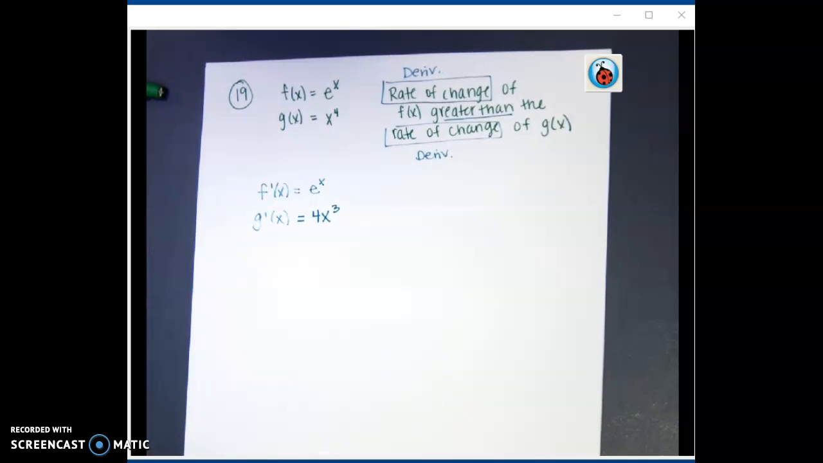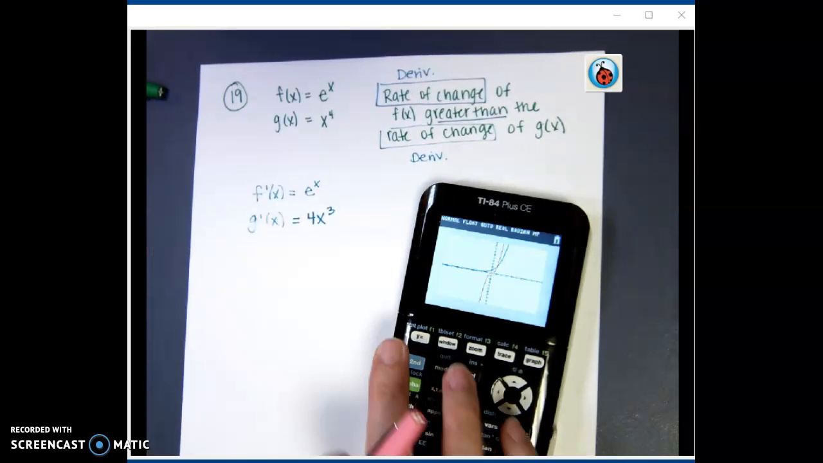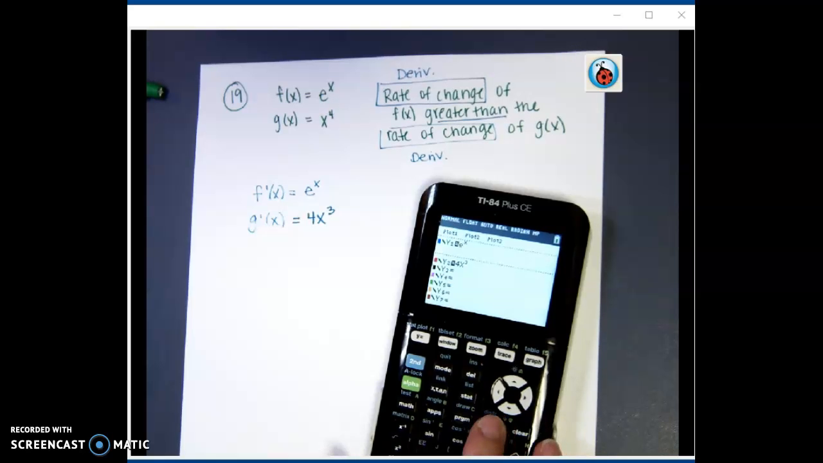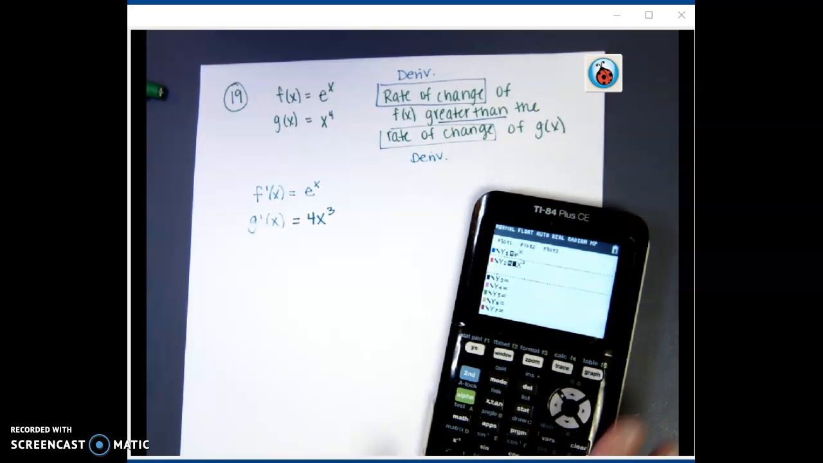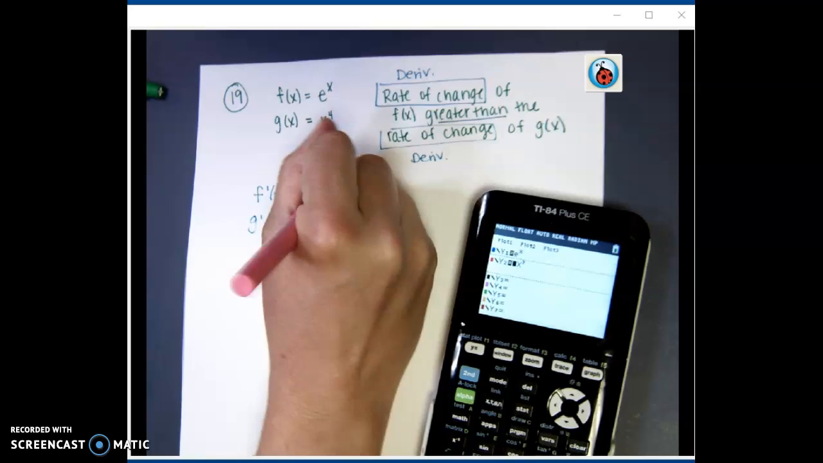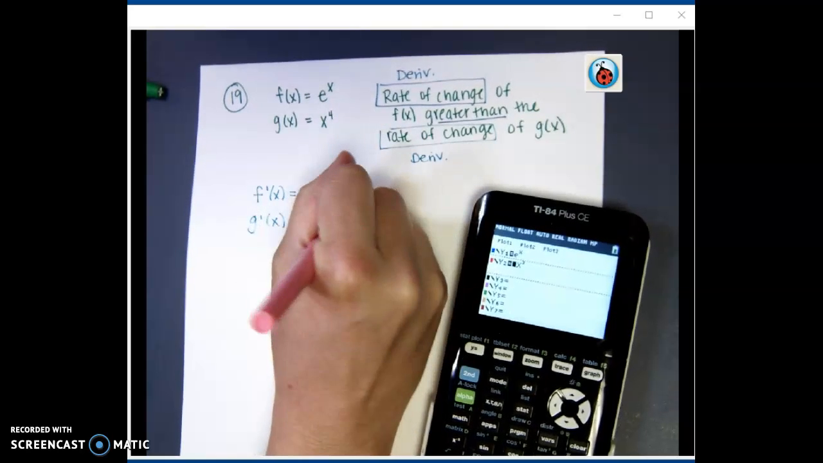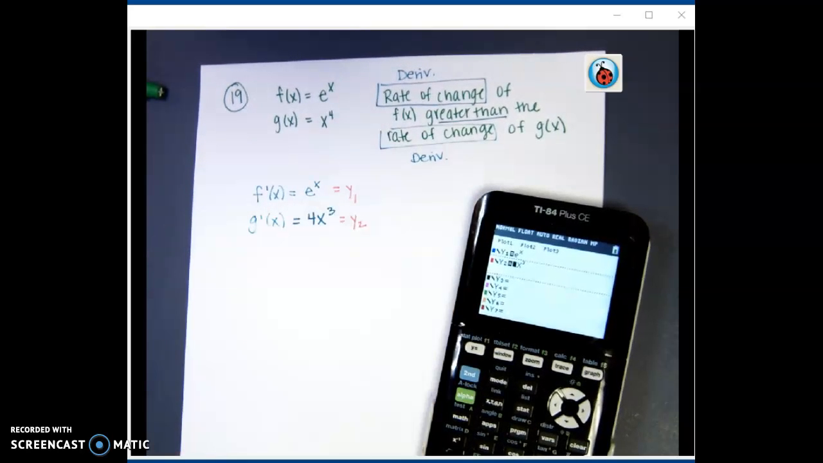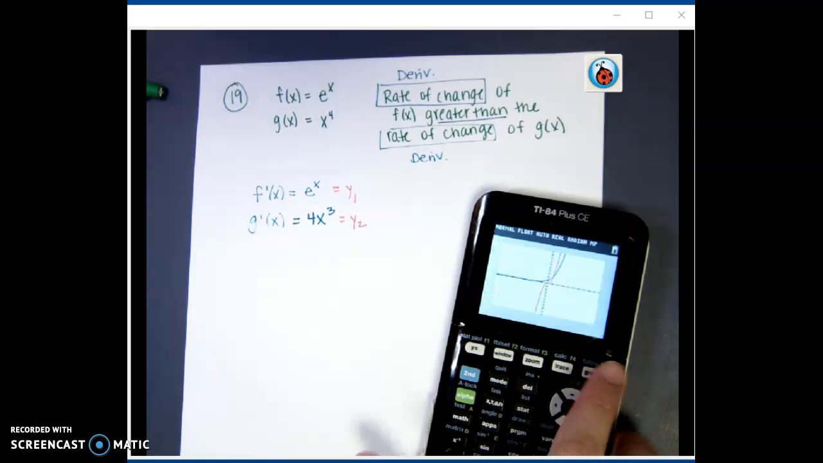So in the calculator, in your y equals, I put e to the x in y1, and then I put 4x to the third in y2 in the calculator. And I'm going to graph these.